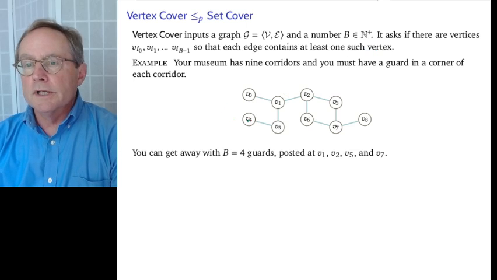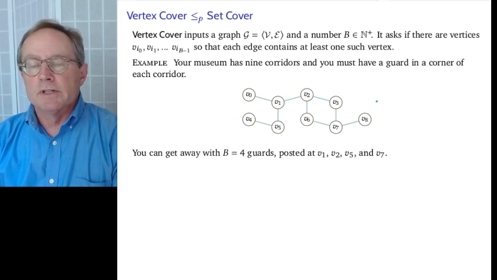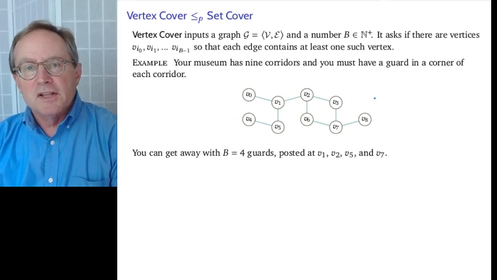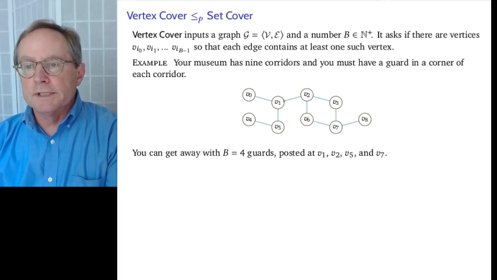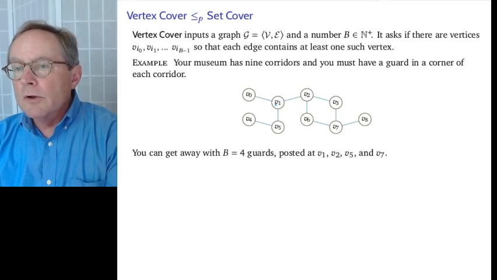So if you looked at this graph here, for example, I've expressed it as some kind of distantly applicable problem, but really I'm looking at the graph and I'm saying, can you get away with four vertices in such a way that you have covered every edge? So what do you do again here?